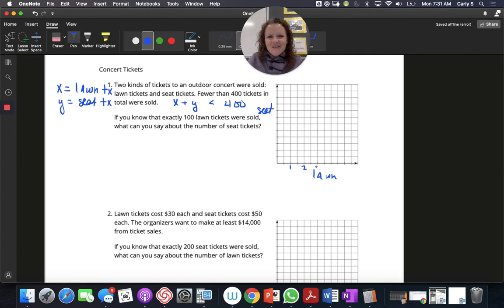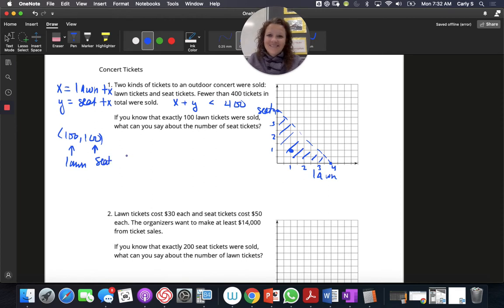So 100, 200, 300, 400, 100, 200, 300, 400. I'm going to get a dot here and a dot here, and we're just less than, so I want a dashed line, and we are definitely shading below. So we have A, B, C, give me an ordered pair. I can say 100, 100 means 100 lawn tickets were sold and 100 seat tickets were sold, and the concert was not full.